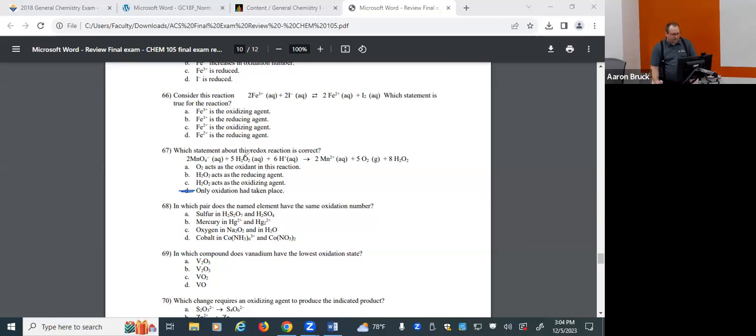Now the other thing that we can eliminate is letter A, oxygen acting as an oxidant in this reaction. Well, oxidant is another way of saying oxidizing agent. Where do we find oxidizing agents in redox reactions? Yeah, we find them in the reactants. Oxygen is a product. Not going to work. So we're down to two, and they are related to what is going on with the peroxide.